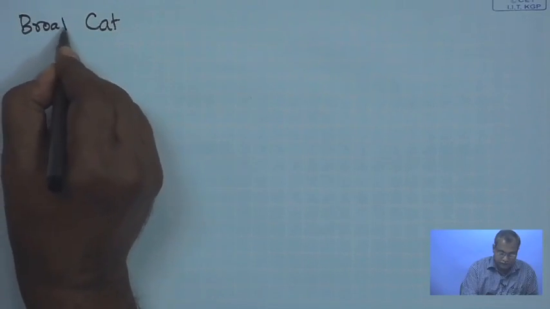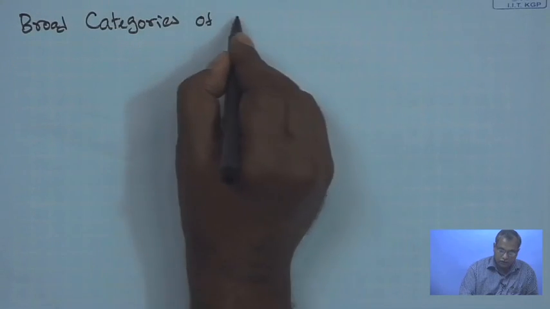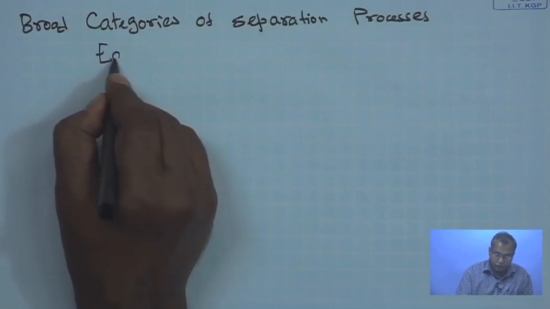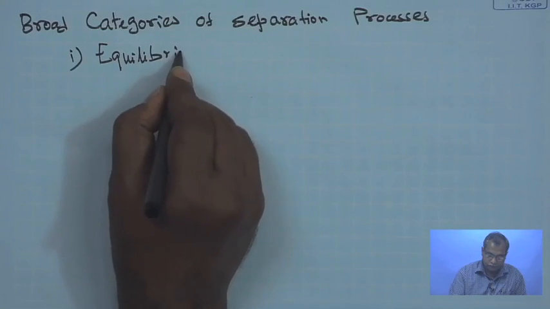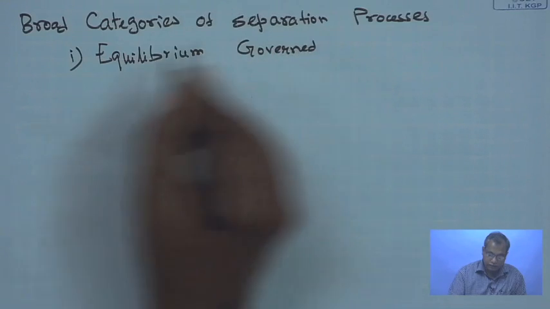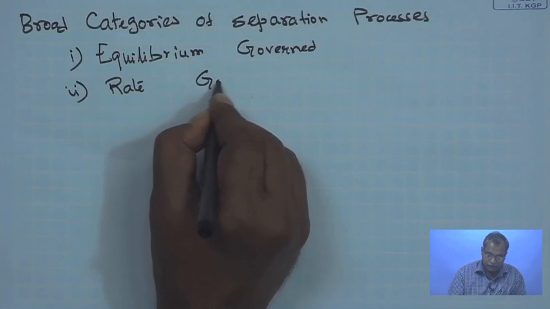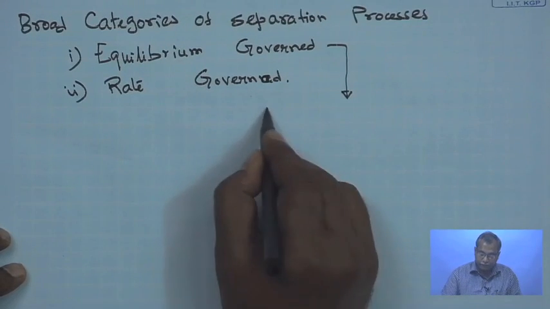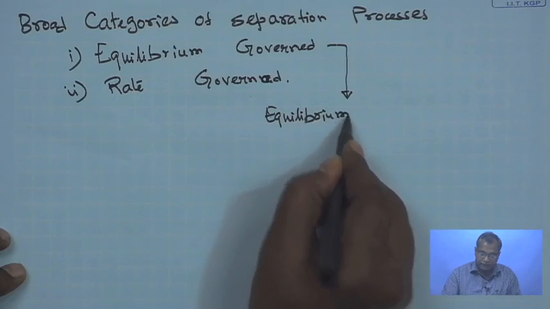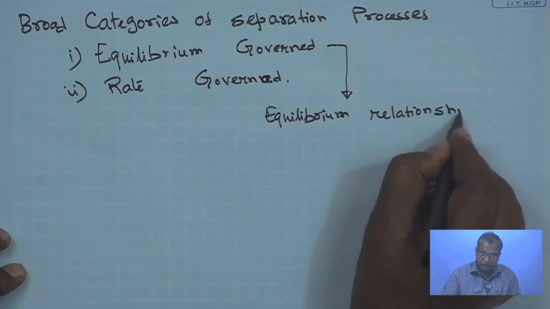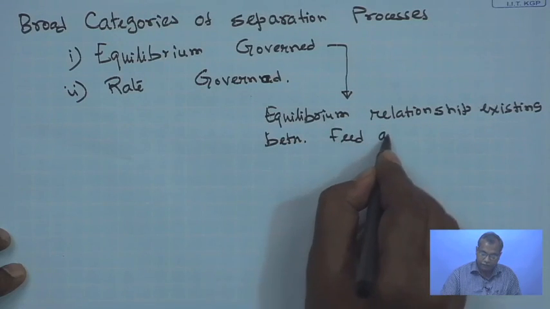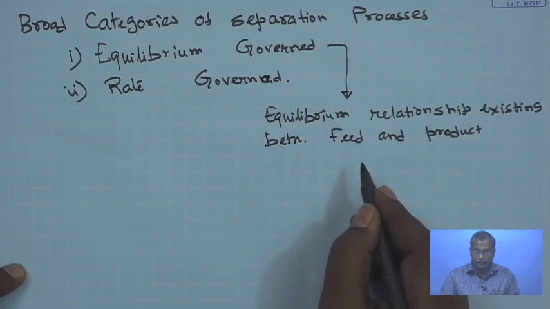definition of separation processes. There are basically two broad categories of separation processes. One is equilibrium governed separation processes, another is rate governed separation processes. In equilibrium governed separation processes, the equilibrium relationship existing between feed and product stream will govern the extent of separation.